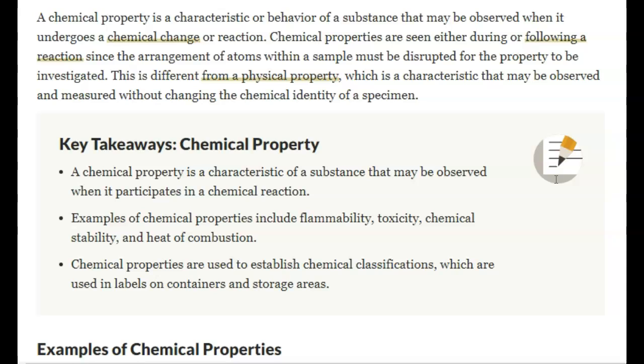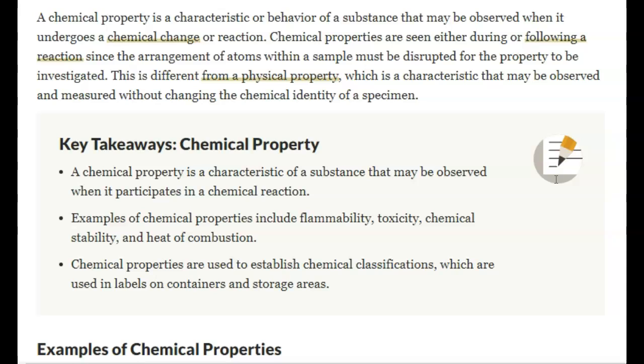One, a chemical property is a characteristic of a substance that may be observed when it participates in a chemical reaction. I don't know if these are all in your notes, so you may have to write these down. Examples of a chemical property will include flammability, toxicity, chemical stability, and heat of combustion. And we're going to add some more to that list in just a minute.